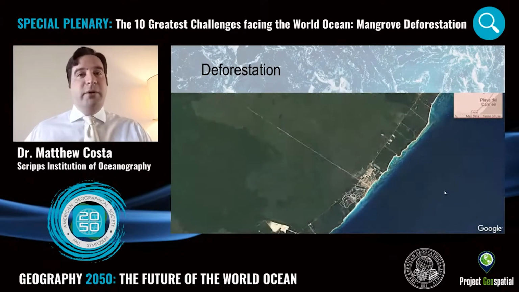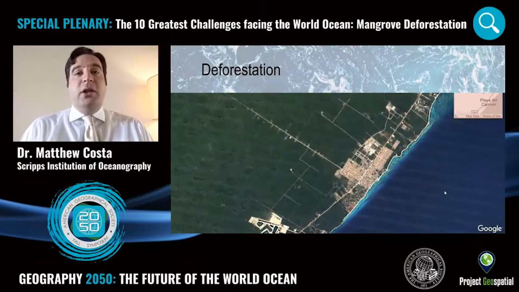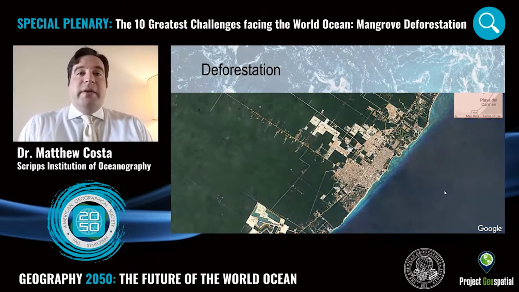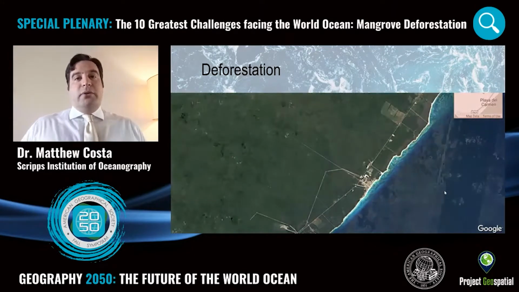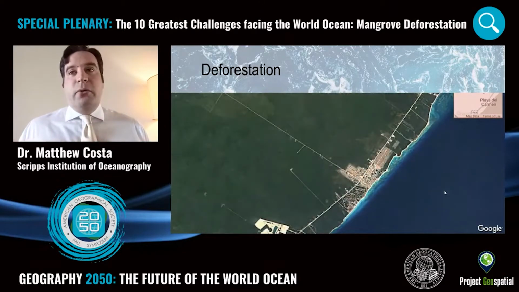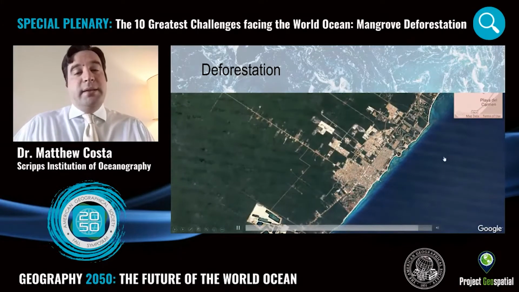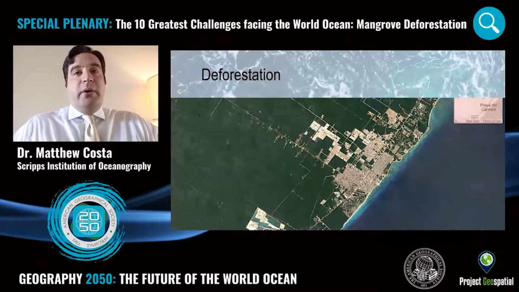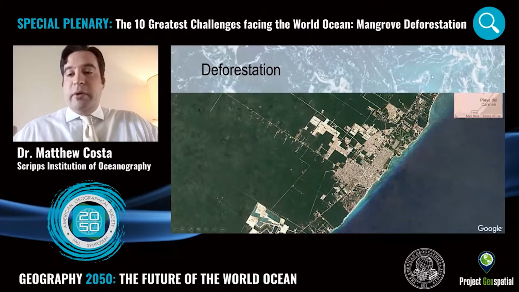Unfortunately, these incredible and diverse ecosystems are being lost rapidly around the world. This time lapse shows over 30 years the replacement of mangrove and coastal forest ecosystems in Quintana Roo, Mexico. So what do we know about this loss of mangrove ecosystems around the world?